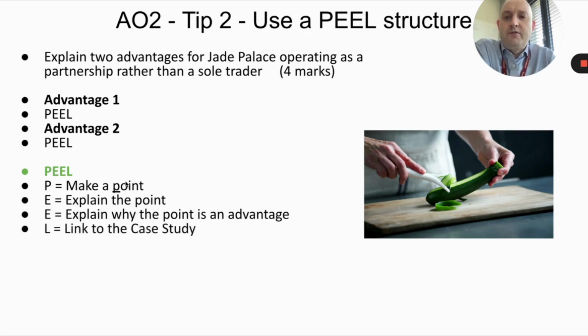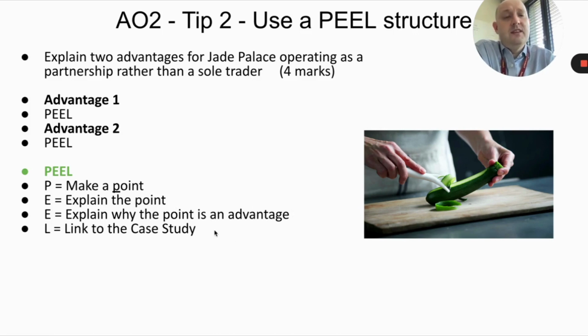So for a PEEL paragraph, you're going to write 4 sentences. The first sentence, you're going to make a point. Here, you're going to say what one of the advantages is. So the point might be one advantage of operating as a partnership is blah, blah, blah, blah. The second sentence, you're going to explain what you mean by the first sentence. Just go into more detail about the advantage. The third sentence, you're going to say why it's an advantage. So this is an advantage because.